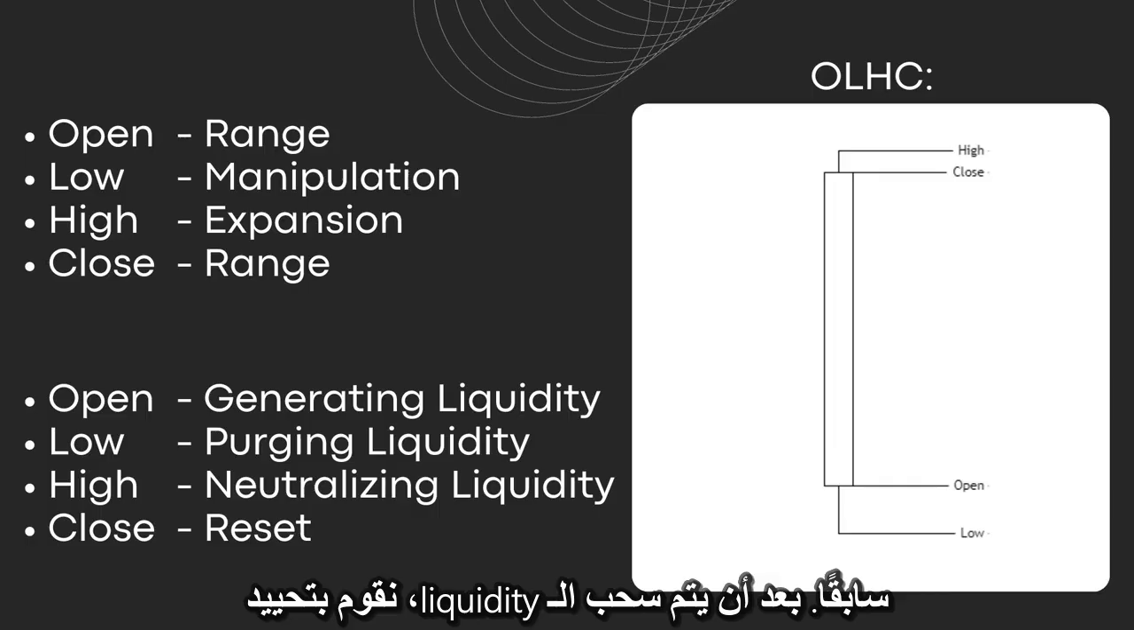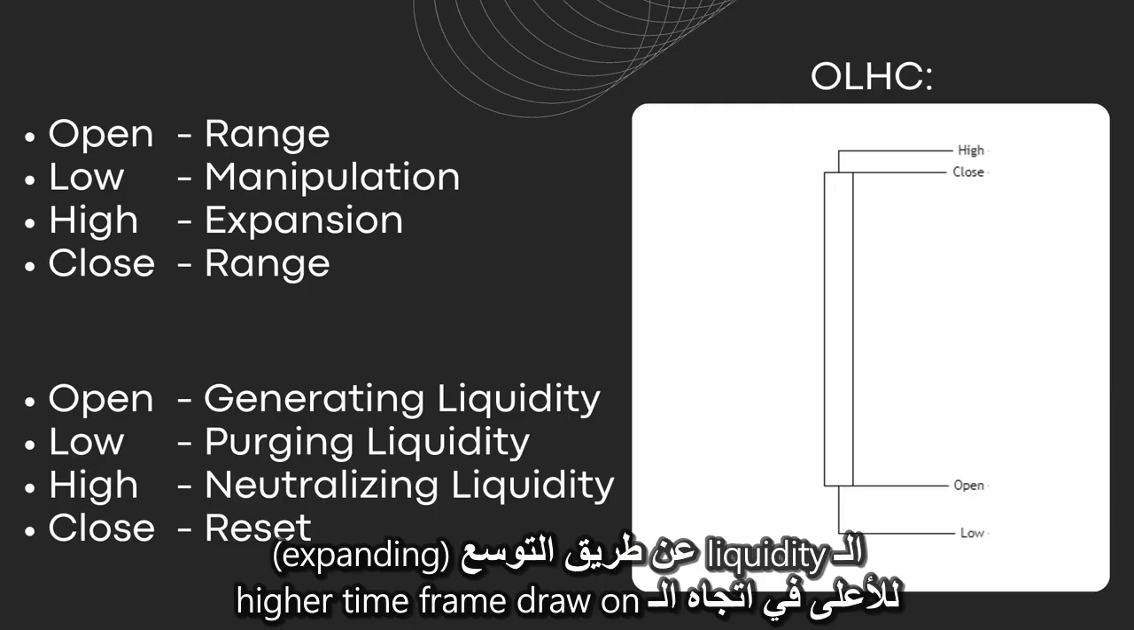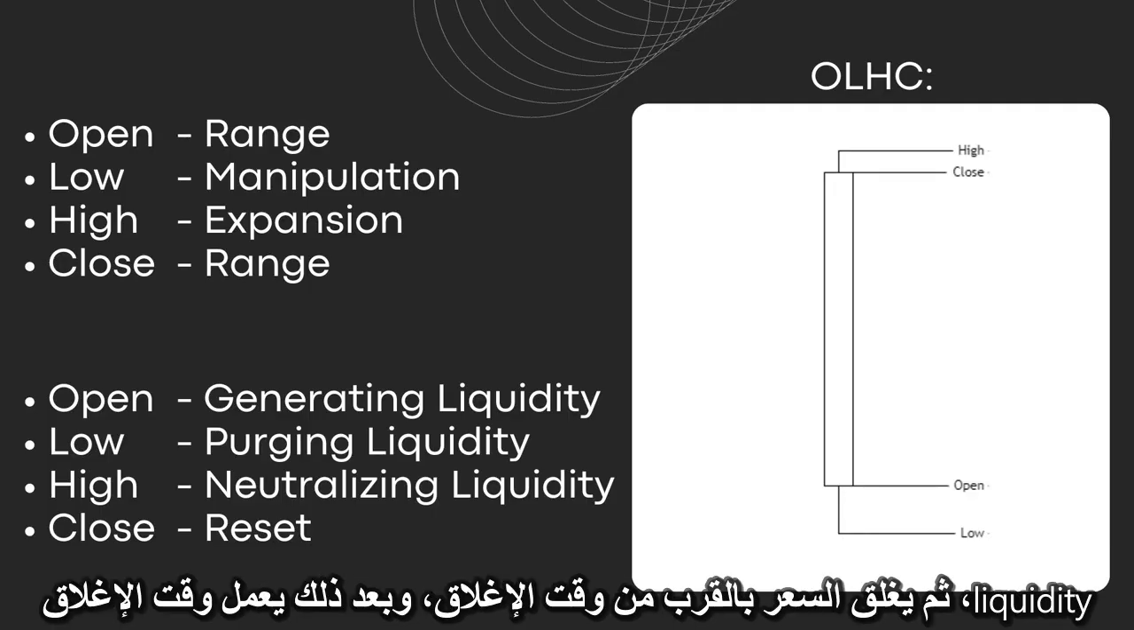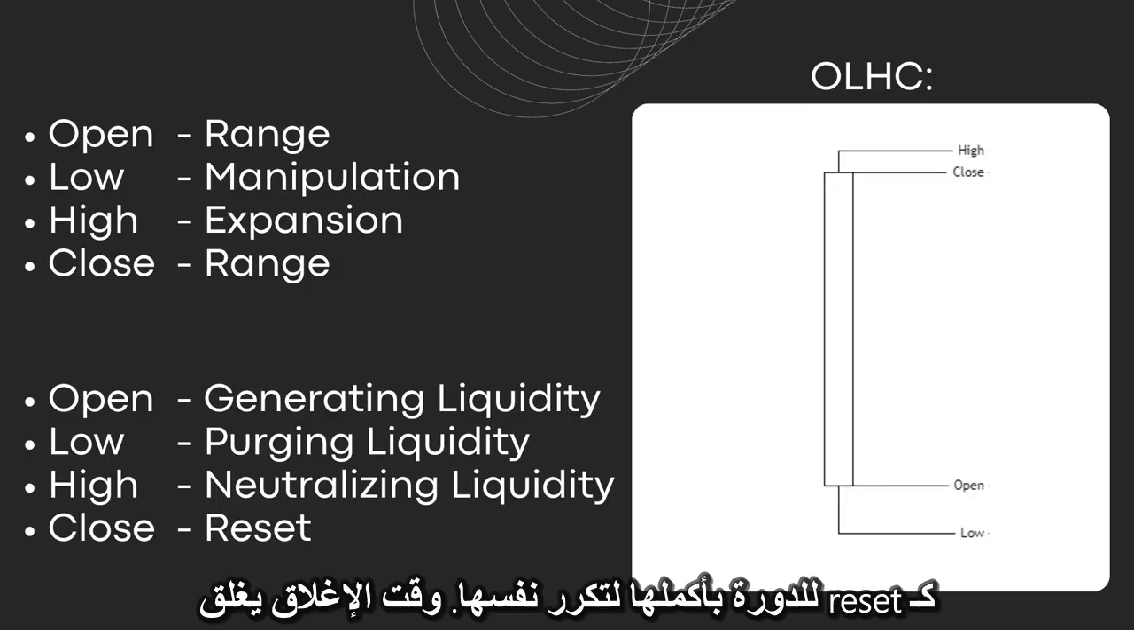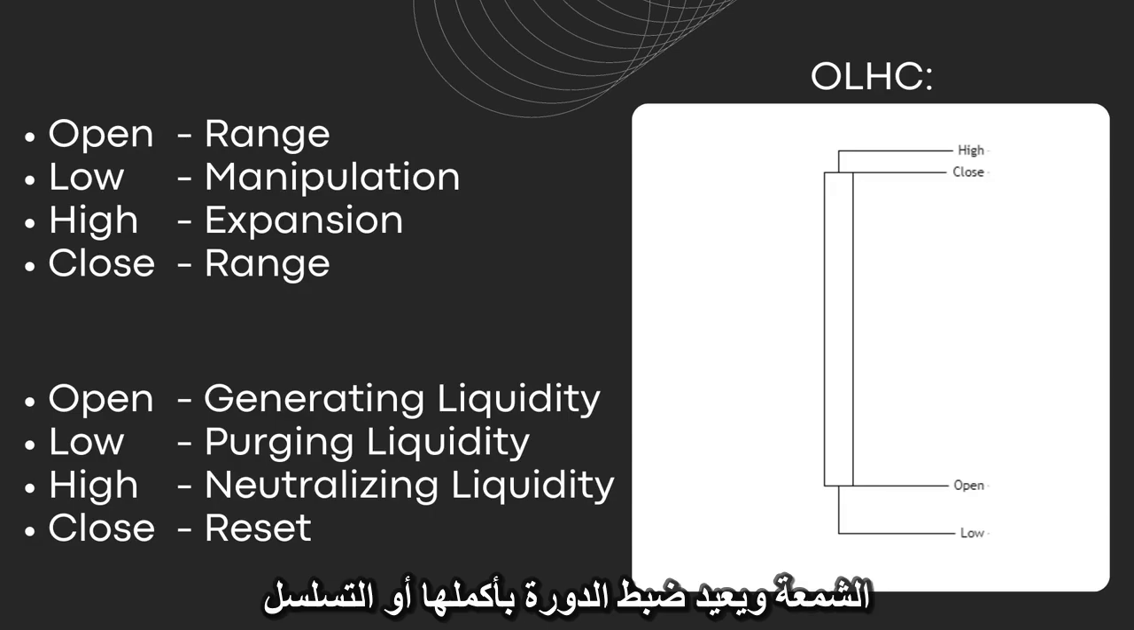After that liquidity is purged, we neutralize the liquidity by expanding above in the direction of the higher time frame drawn liquidity, and then price retraces close to the closing time, and then the closing time acts as a reset for the whole cycle to repeat itself, right? The closing time closes the candle and resets the whole cycle or the whole sequence.